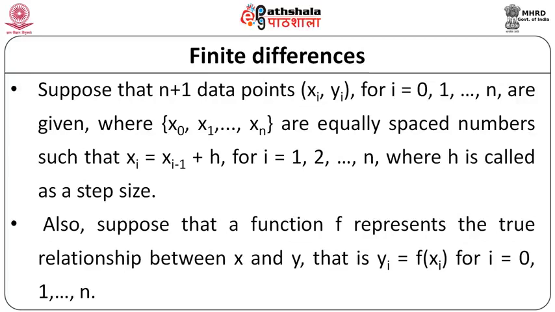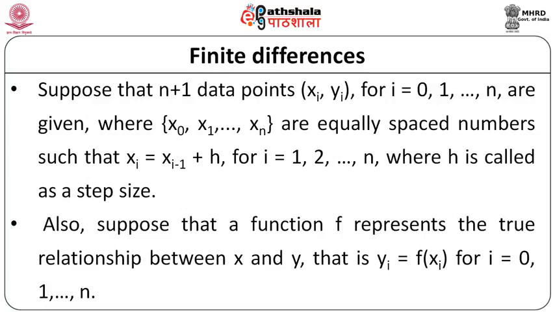Suppose that n plus 1 data points (xi, yi) for i equal to 0, 1, 2, 3, up to n are given, where x0, x1, x2, ..., xn are equally spaced numbers such that xi is equal to x(i-1) plus h for i equal to 1, 2, 3, up to n, and h is called the step size. So, at regular intervals of h we are making the observations.